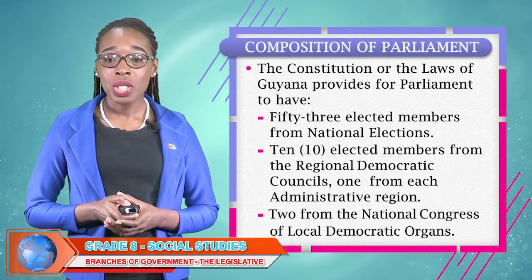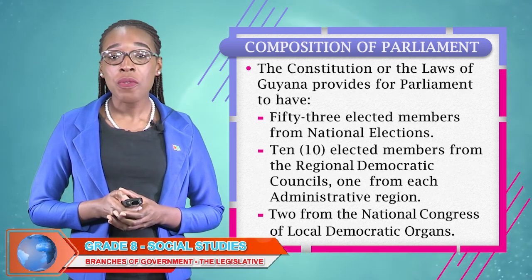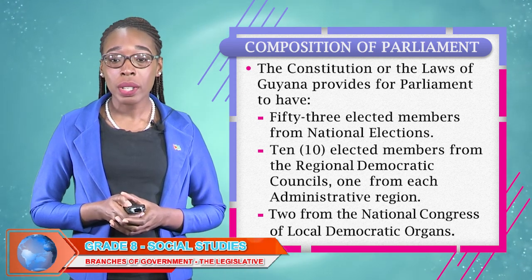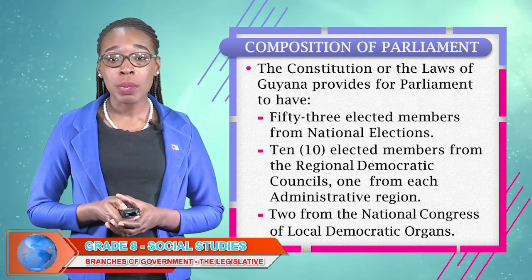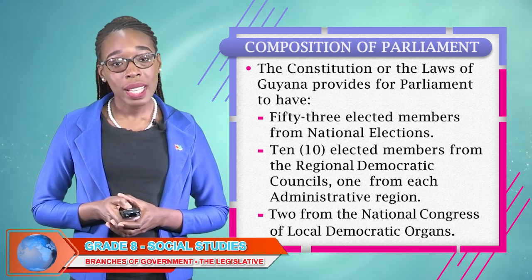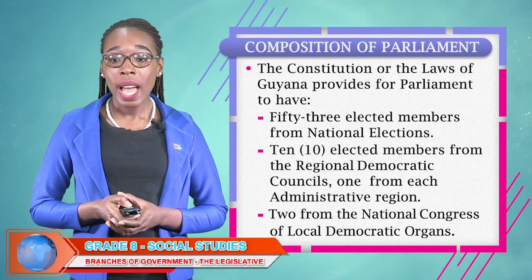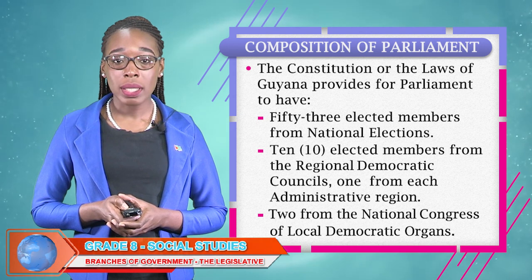The Constitution or the laws of Guyana provide for a parliament to have 53 elected members from national elections, as well as 10 elected members from the regional democratic councils, 1 from each administrative region, and 2 from the National Congress of Local Democratic Organs.